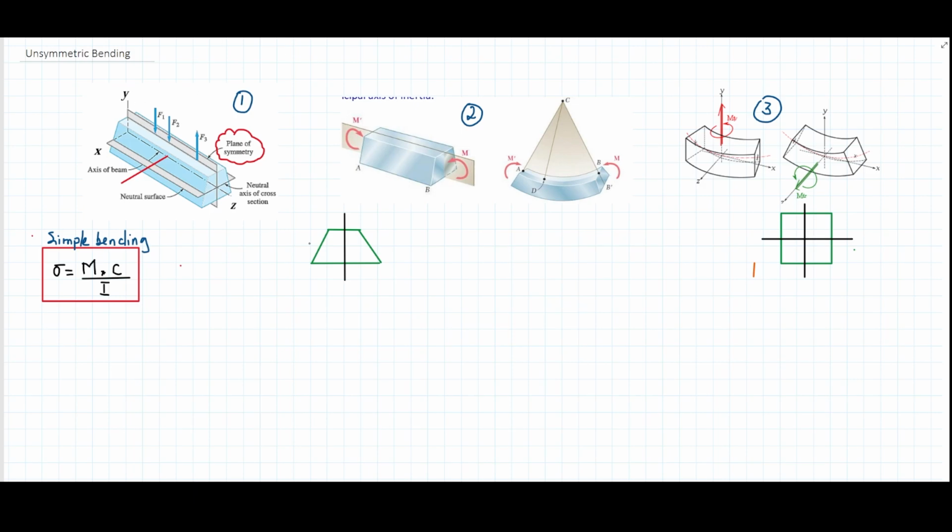Okay, but before that, now that we have defined what is simple bending, then whatever does not fall into this case, we are talking about something else than simple bending, and we are going to call it unsymmetric bending. Write that down here. Good.